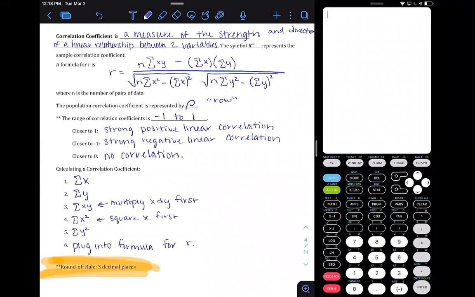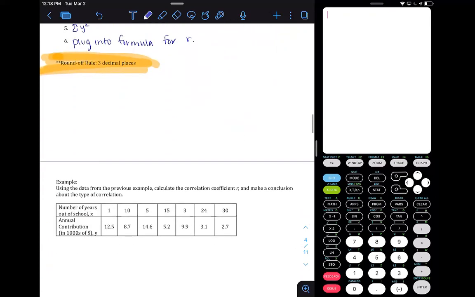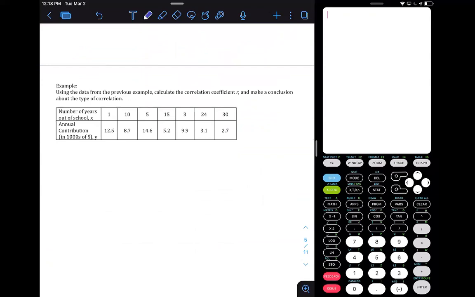Some of you are still writing, so I'm going to let you write. I have faith that you guys can add. I have faith you can multiply. Most of these we're going to plug into our graphing calculator.